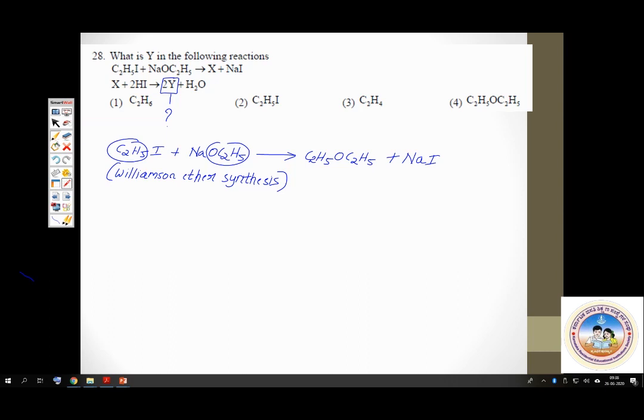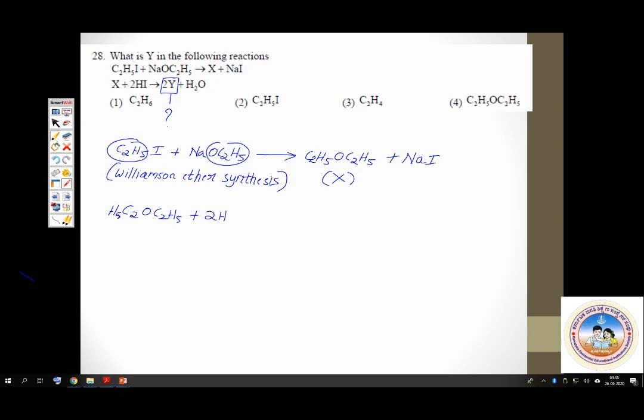Now this diethyl ether is made to react with HI. Next step. C2H5O C2H5. Made to react with 2 moles HI. Please observe this, it's given 2 moles HI. So let's see what the product will be if it's 2 moles HI.